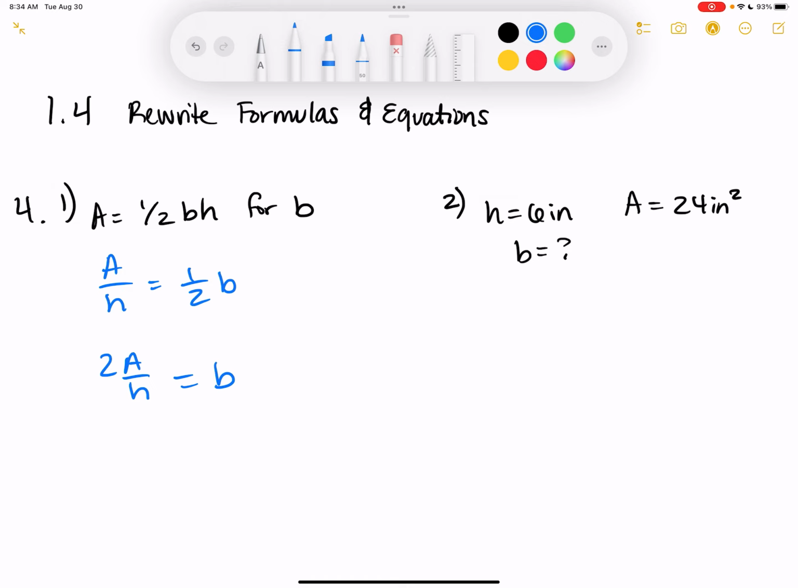So that's your formula for B. So then we're going to use this and plug this information in. So B equals 2 times 24 over 6. And what would that give us? 8 what? Inches.